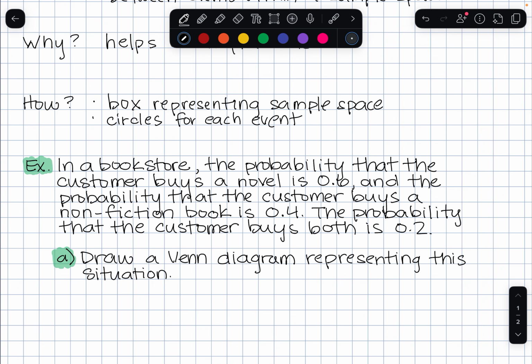So it says, in a bookstore, the probability that the customer buys a novel is 0.6. The probability that the customer buys a nonfiction book is 0.4. The probability that the customer buys both is 0.2. Draw a Venn diagram representing this situation.